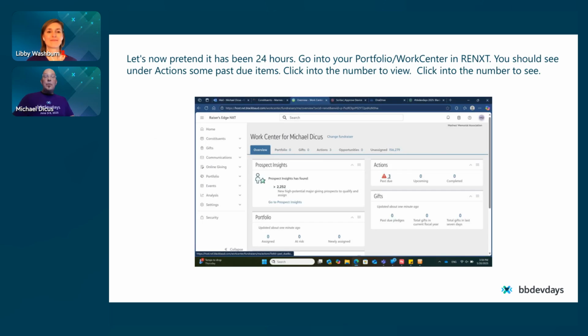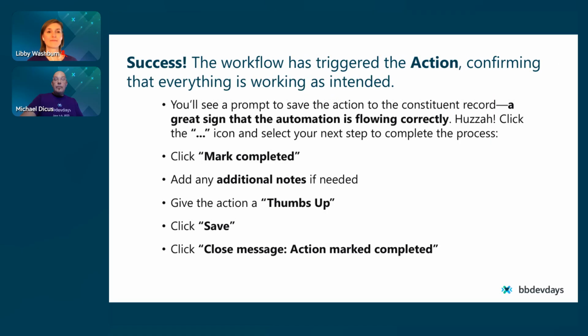So now let's pretend it has been 24 hours since you've committed that batch. So go into your Portfolio Work Center in RENXT. You should see under Actions some past due items. Click into the number to view and see. Success! The workflow has triggered the action, confirming that everything is working as intended.